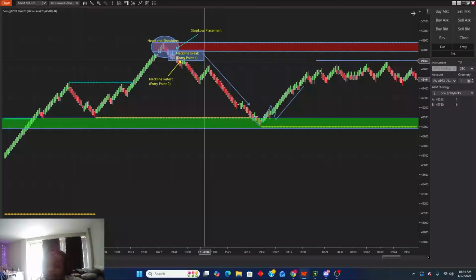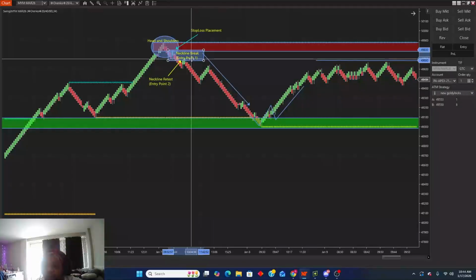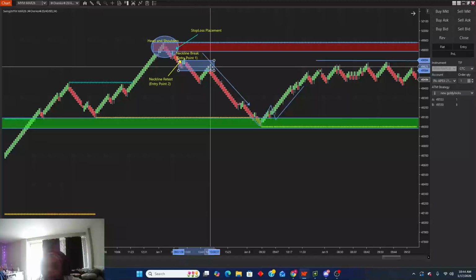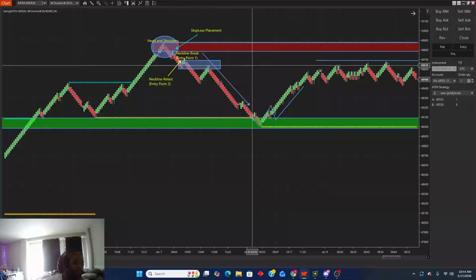The second STC pattern is this right here. Break and retest.